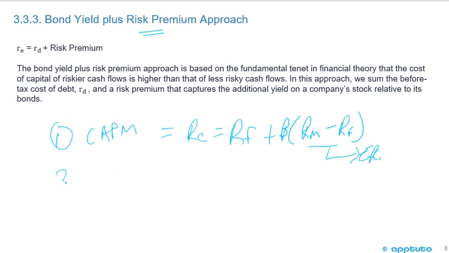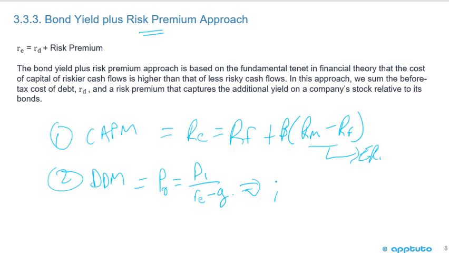The second way was the dividend discount model. P0 equals D1 over cost of equity minus G. We can spin that to RE equals D1 divided by P0 plus the G. You have to have that memorized. And now finally we're into the third method, which is the bond yield plus risk premium approach. So the cost of equity is the cost of the debt plus a risk premium.